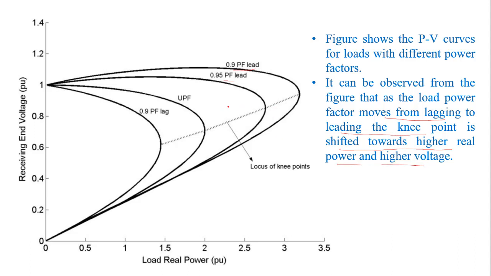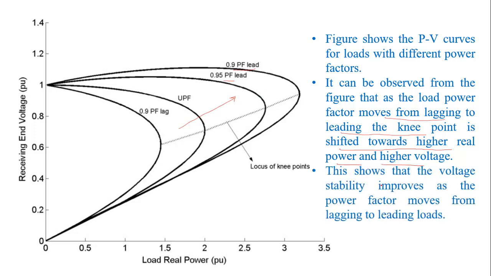We can see here as the load power factor goes from lagging to leading, the voltage profile is higher as compared to the lagging power factor. So this shows that the voltage stability improves as the power factor moves from lagging to leading loads.